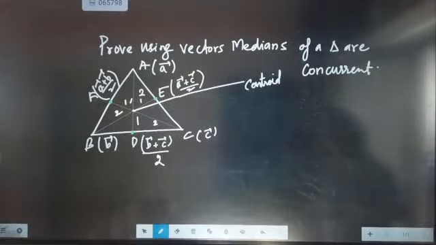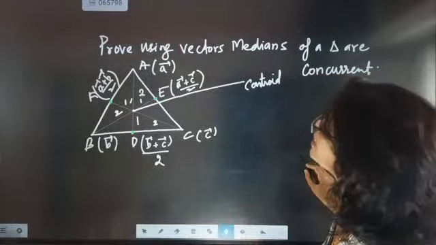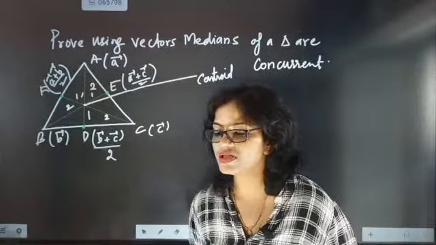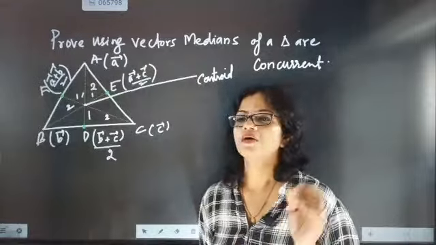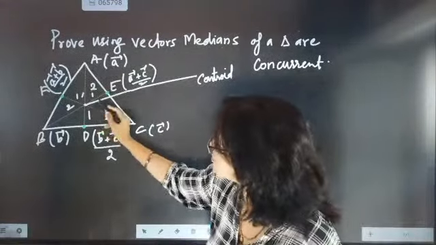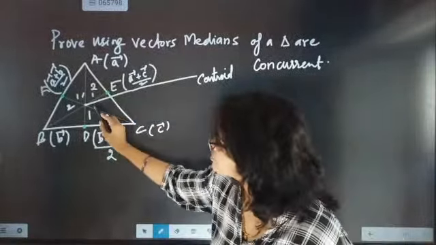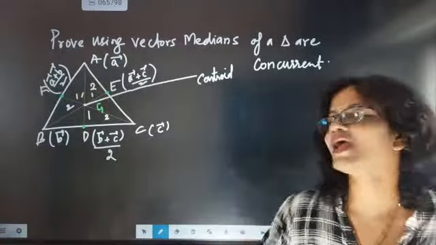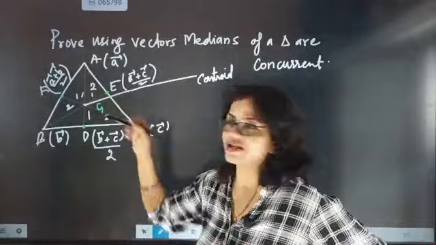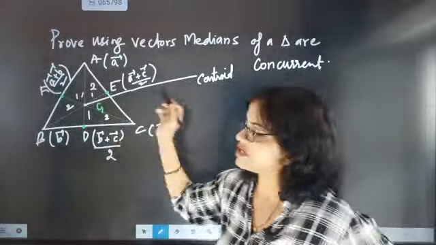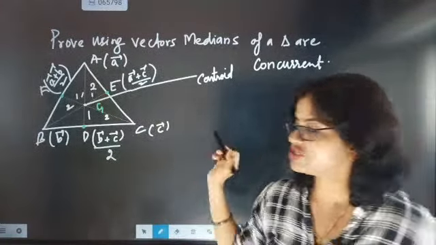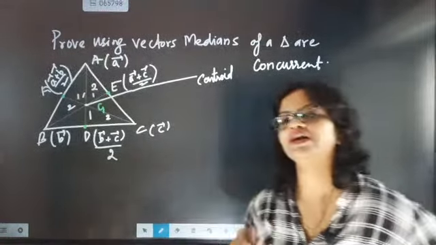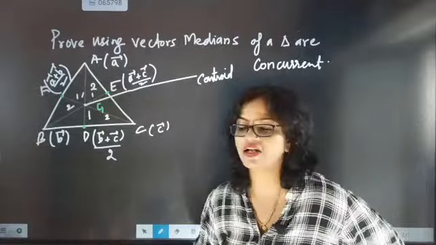Now what we have to do here? We have to prove, using vectors, that medians of a triangle are concurrent. Concurrent means whenever they meet, at this point which we are going to call G, we have to prove that whichever median and whichever ratio we take, the value remains the same. That is the point of view we are going to generate.